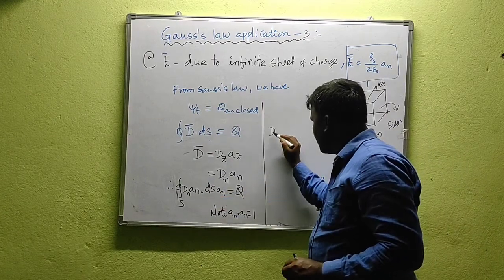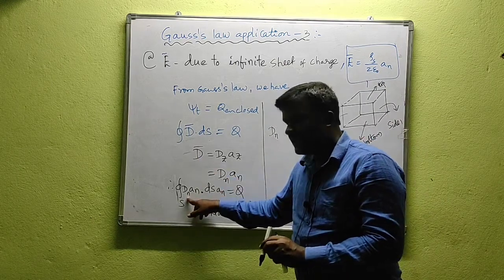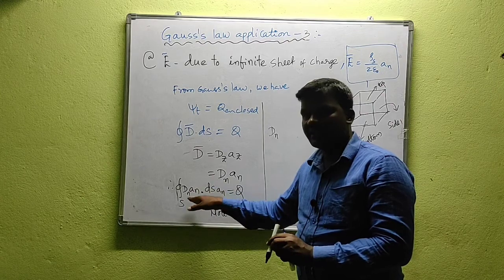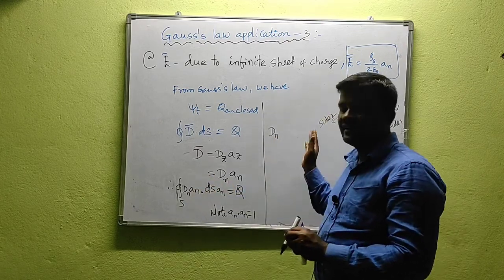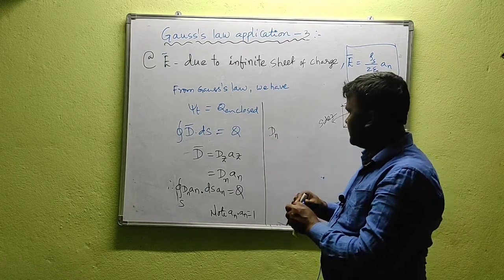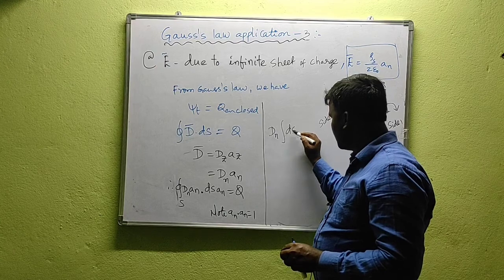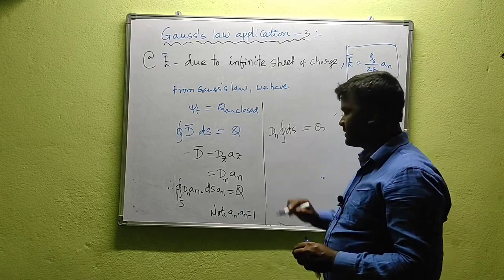Dn is a constant because it is the component of d along the an direction, or else x direction, y direction, z direction. Maybe it is along the z direction. Let us take along the z direction, that is Dn. Along the z direction, it is a magnitude, some constant, that is Dn. Integral D dot ds equal to what? Q. It is a closed surface integral.